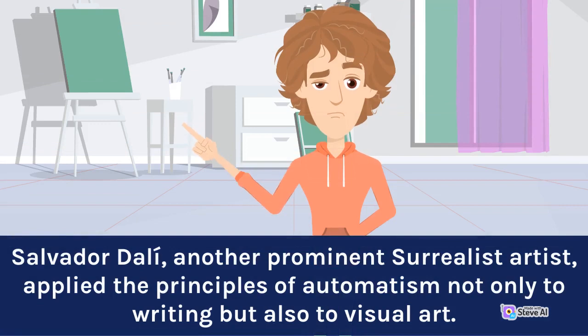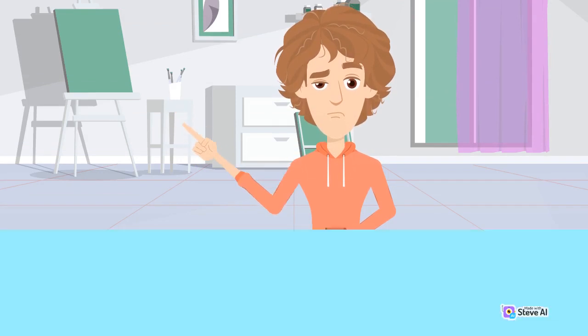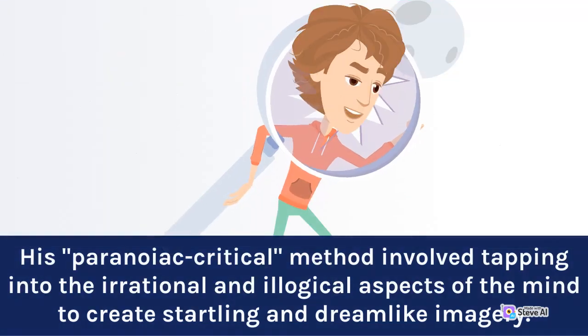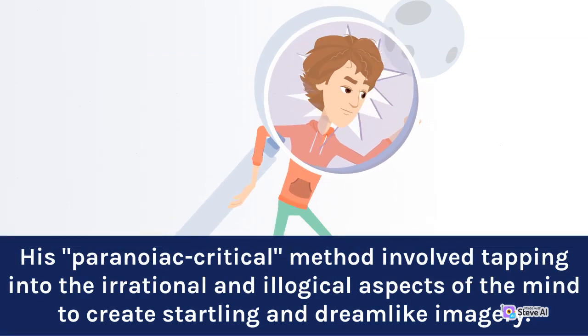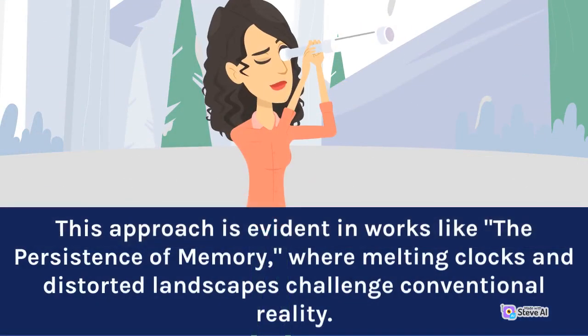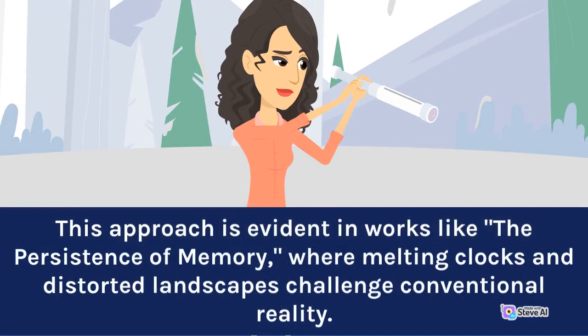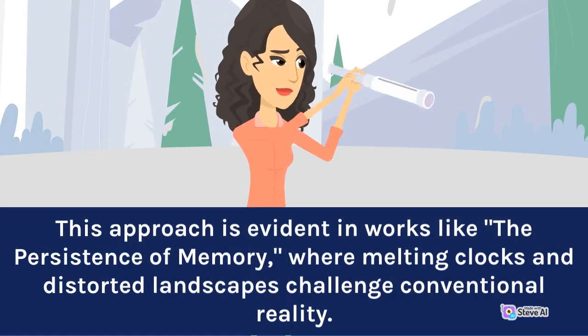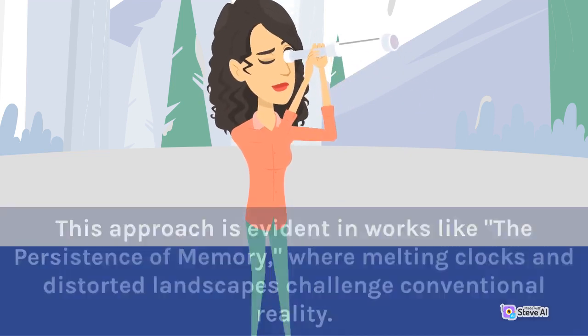Salvador Dali, another prominent Surrealist artist, applied the principles of automatism not only to writing but also to visual art. His paranoid critical method involved tapping into the irrational and illogical aspects of the mind to create startling and dreamlike imagery. This approach is evident in works like The Persistence of Memory, where melting clocks and distorted landscapes challenge conventional reality.